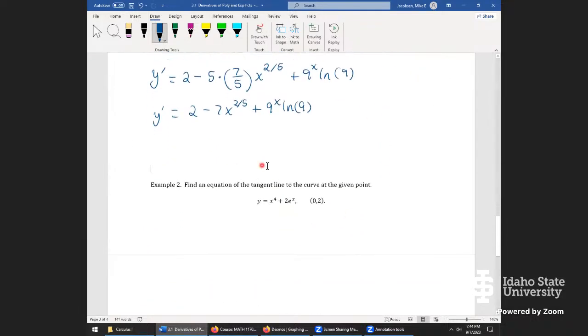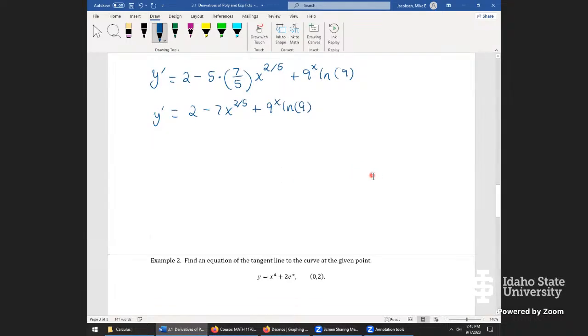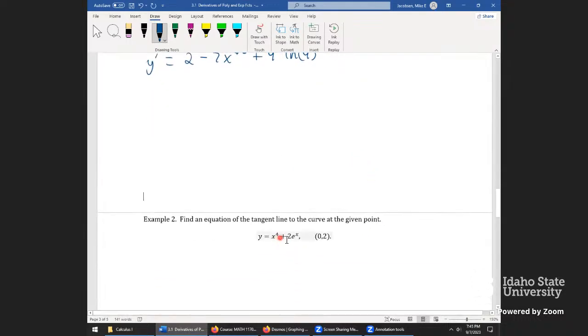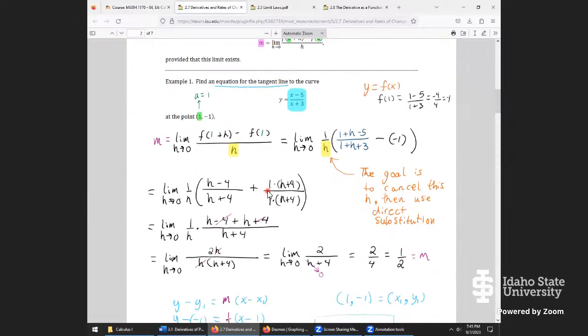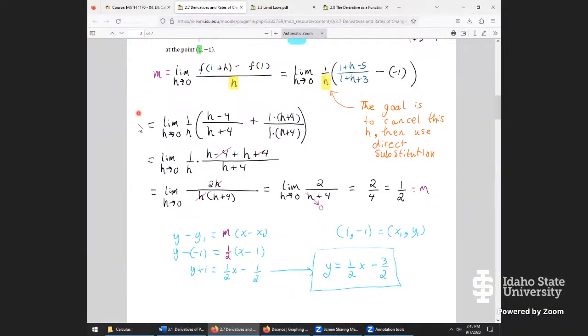With that in mind, let's do that again. Example 2, we want to find the equation of the tangent line to that specific curve. Let's take a reminder though, because we have done these kinds of problems recently. It's on the homework that's due today. When we were in section 2.7, that's the first problem we did. We took a function, y equals x minus 5 divided by x plus 3. We wanted the equation of the tangent line. And to do that, we had to crank out all of this stuff right here, only to get a slope of 1/2.